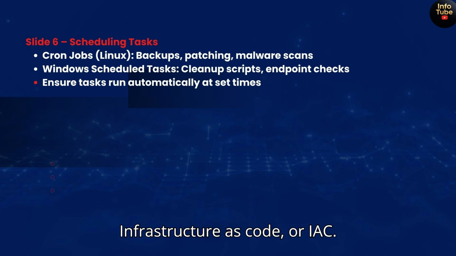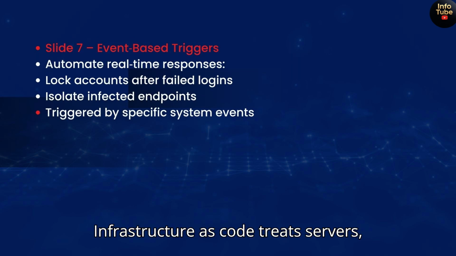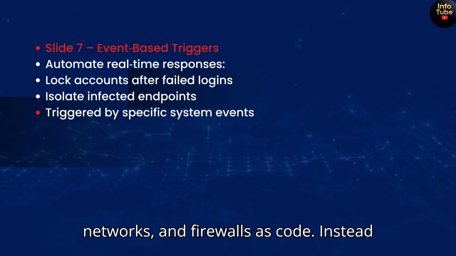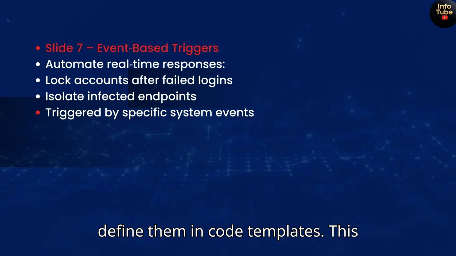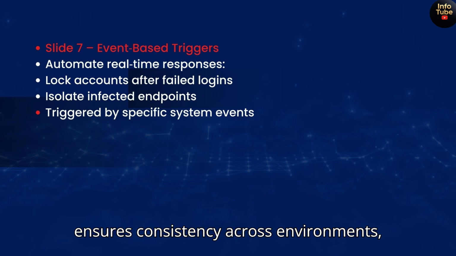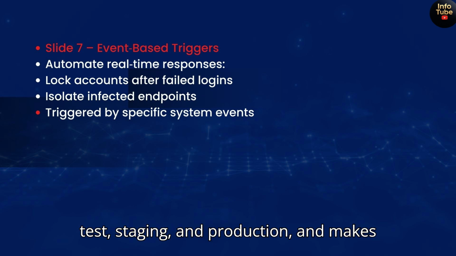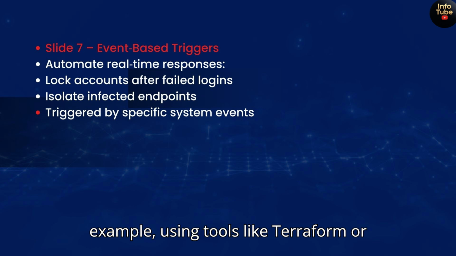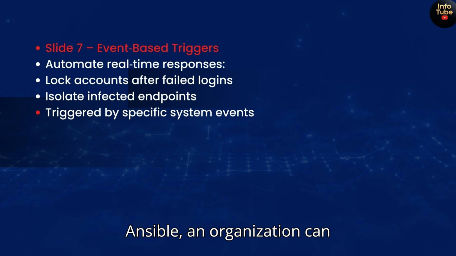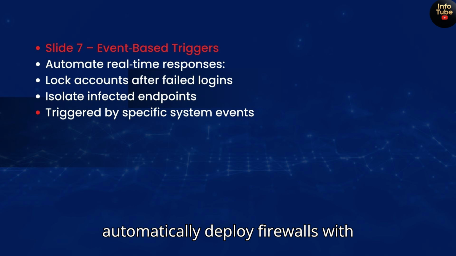Infrastructure as code, or IaC. Infrastructure as code treats servers, networks, and firewalls as code. Instead of manually configuring systems, we define them in code templates. This ensures consistency across environments, test, staging, and production, and makes changes auditable and secure. For example, using tools like Terraform or Ansible, an organization can automatically deploy firewalls with pre-approved security rules.